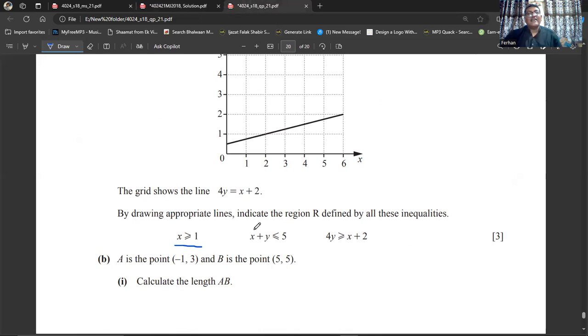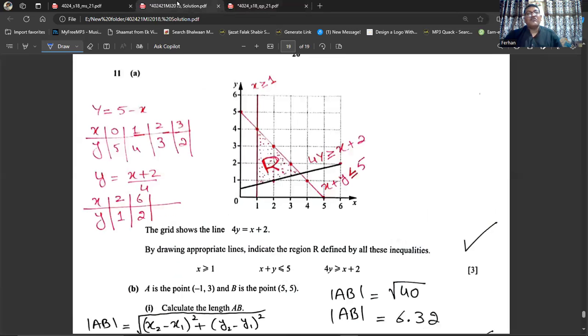Then the next line is x plus y equals 5. So that means y equals 5 minus x. So I can draw this line. I will make a table here. For example, I take 0, 1, 2, and 3 for x. I will get the value of y. For 0, it is 5. For 1, it is 4. For 2, it is 3. For 3, it is 2. Then I will plot those points here, and you can see I plotted those points, then I joined them. So this is the line x plus y equals 5.